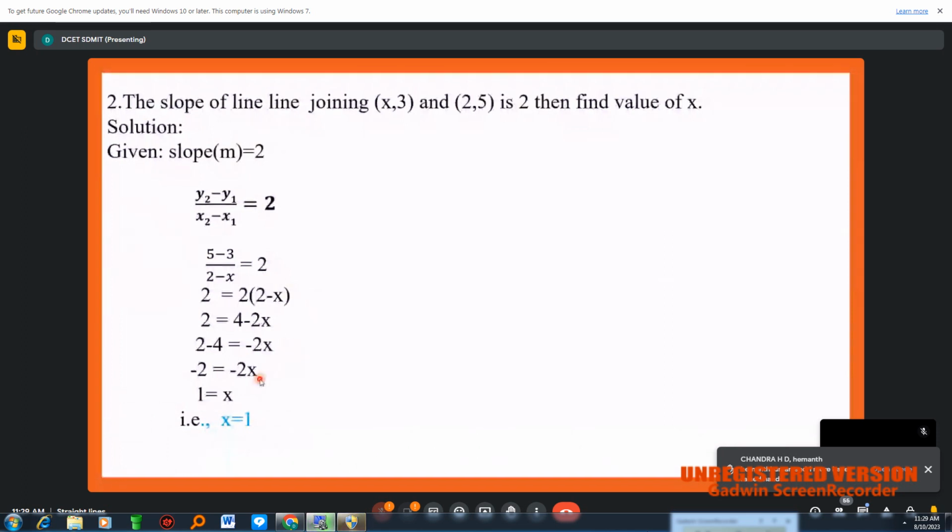Repeat once again. Do you have any doubt? Anyone? So if you don't have any doubt, then unmute yourself.